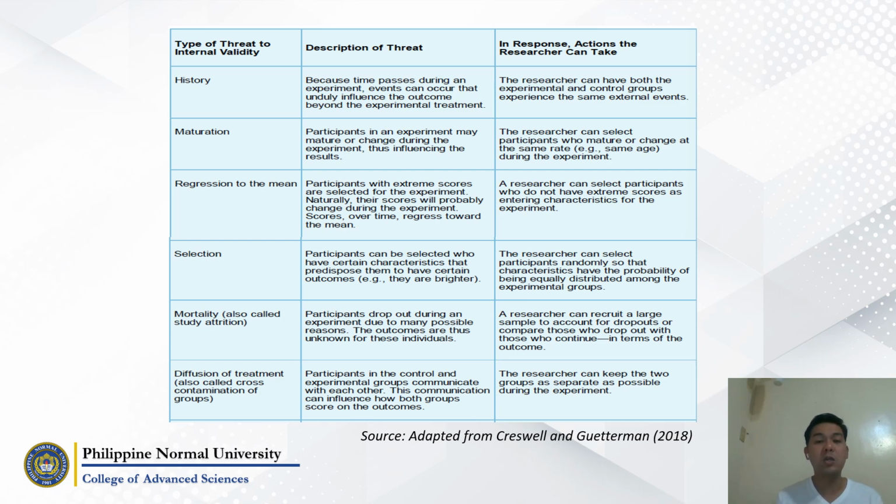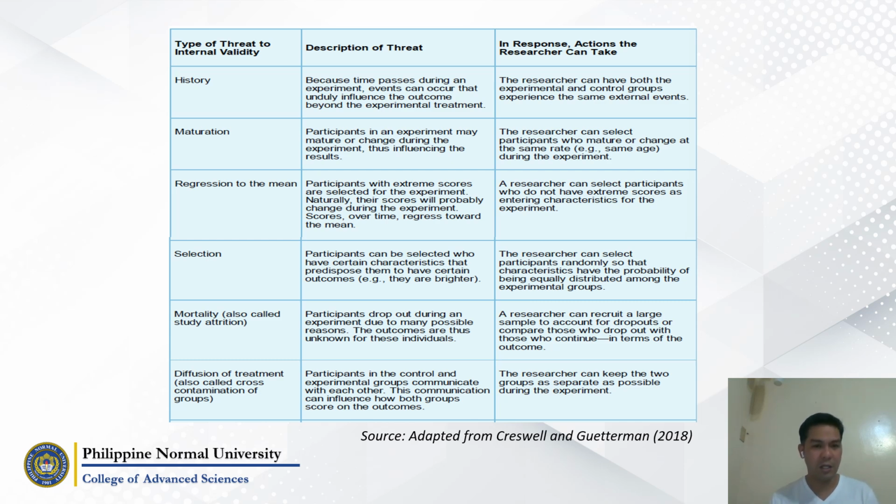Participants in an experiment may mature or change during the experiment, thus influencing the results. So, like, marami na silang nalalaman dahil na-expose sila sa mga konsepto or di kaya tumanda na sila, no? So, to avoid this one or to respond to this one, the researcher can select participants who mature or change at the same time.